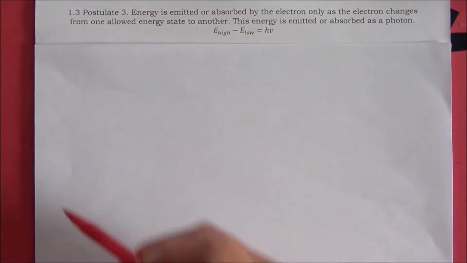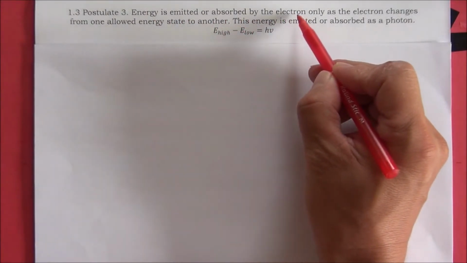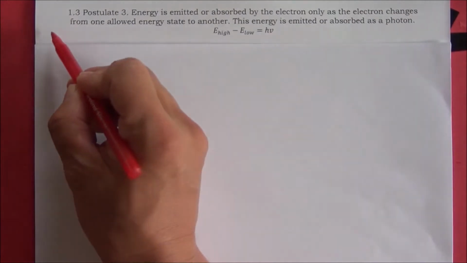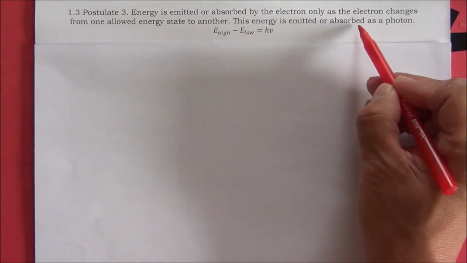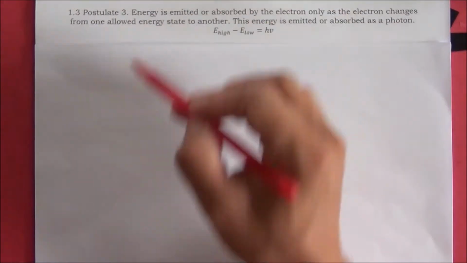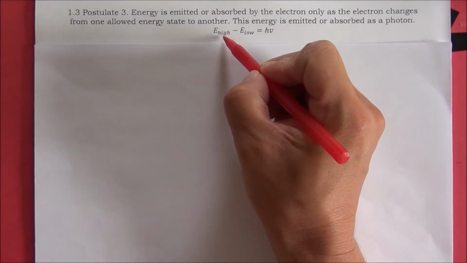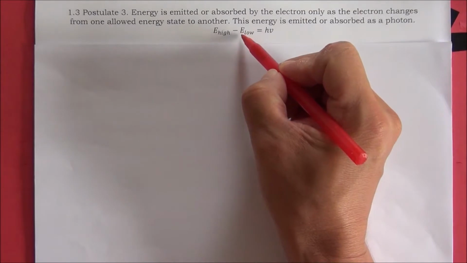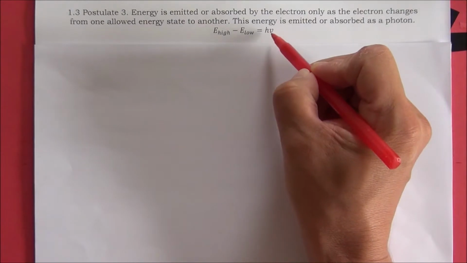Now let's look at the third postulate. It says energy is emitted or absorbed by the electron only as the electron changes from one allowed energy state to another. This energy is emitted or absorbed as a photon. This is the mathematical equation for postulate 3. It says the energy of the high energy orbital minus the energy of the lower energy orbital is equal to Planck's constant multiplied by the frequency of the photon. We know that Planck's constant multiplied by the frequency is equal to the energy of a photon.